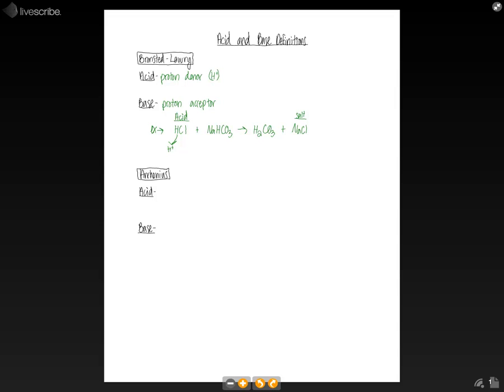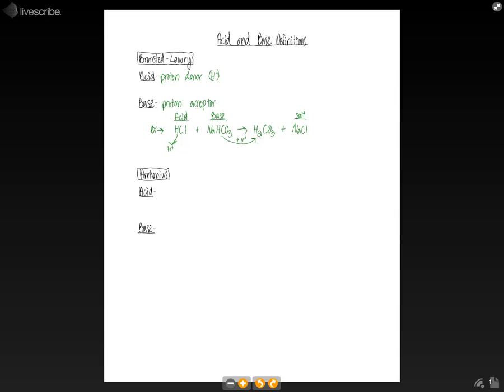And then we see the sodium bicarbonate turns into carbonic acid, and we see we gained a hydrogen, so we added an H+, so that means it's a proton acceptor, which would make sodium bicarbonate our base.